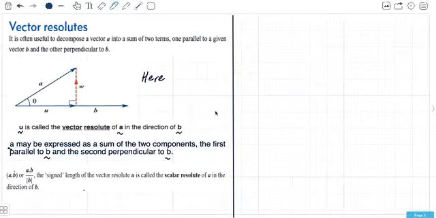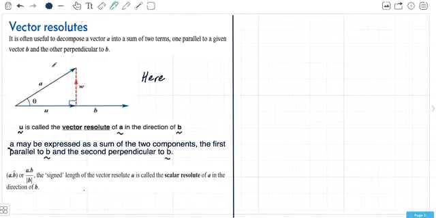We're looking at vector resolutes next. So a vector resolute is a way to decompose a vector, let's say the vector A, relative to another vector B, into two components. The first one being the component of A which is parallel to the other vector B, and the other one being a component that's perpendicular to B. Now it's sometimes called a projection as well.